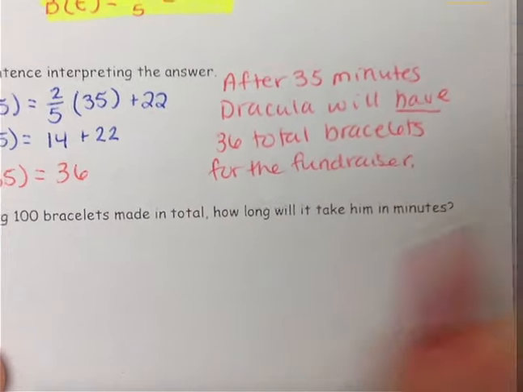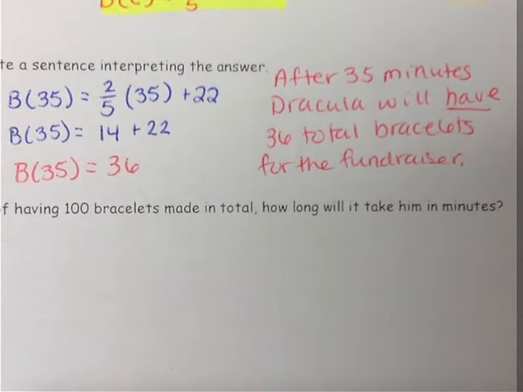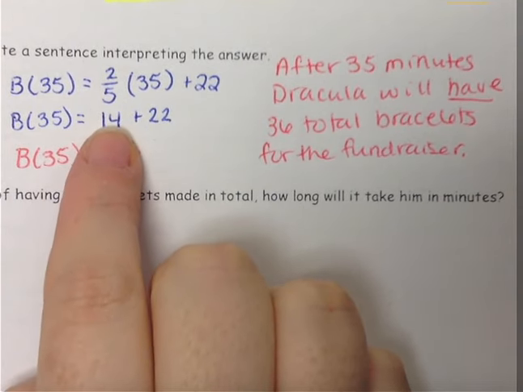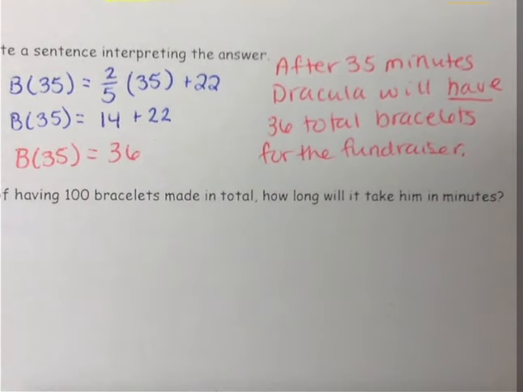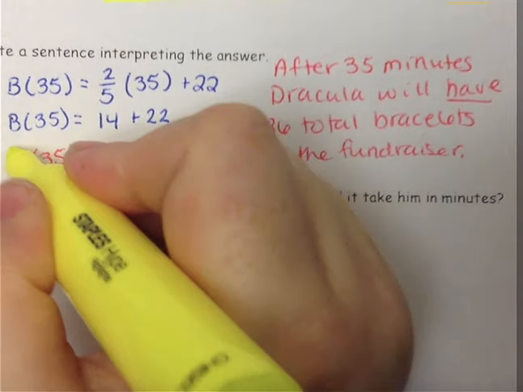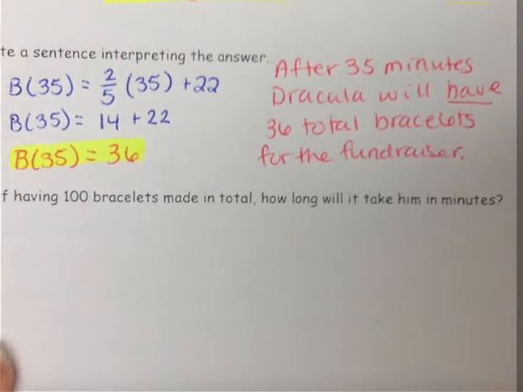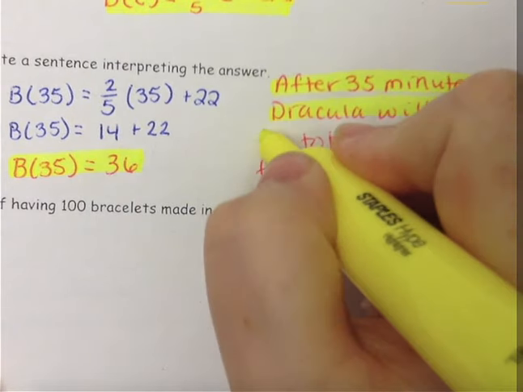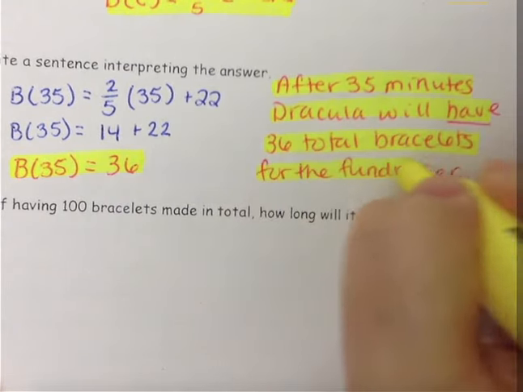So if it had asked, how many bracelets did Dracula make, then it would be 14, because he only made those 14 bracelets during that 35 minutes. So B of 35 equals 36 means that after 35 minutes, Dracula will have 36 total bracelets for that fundraiser.